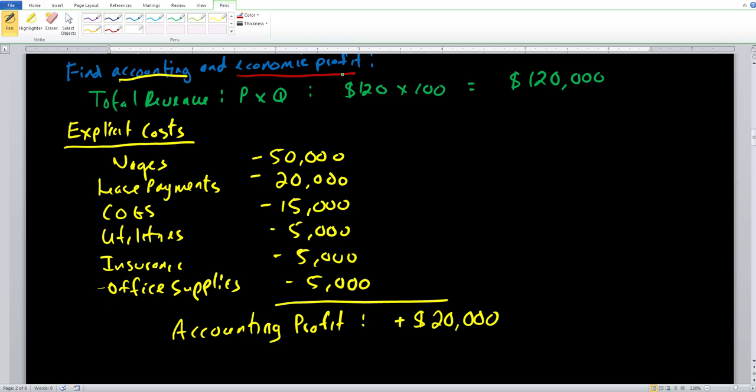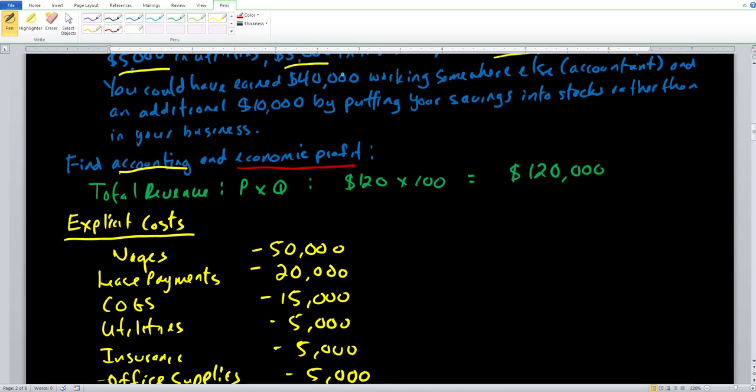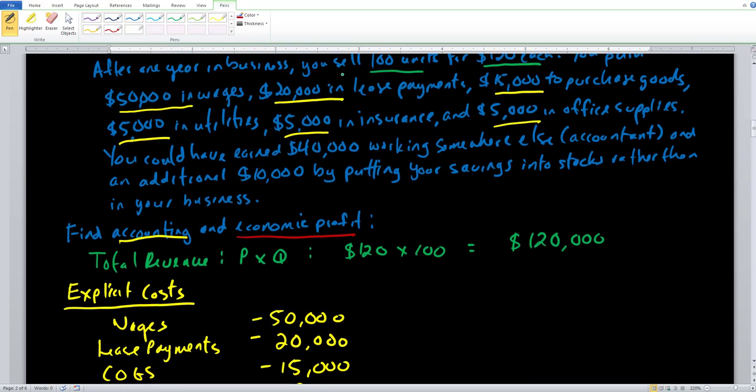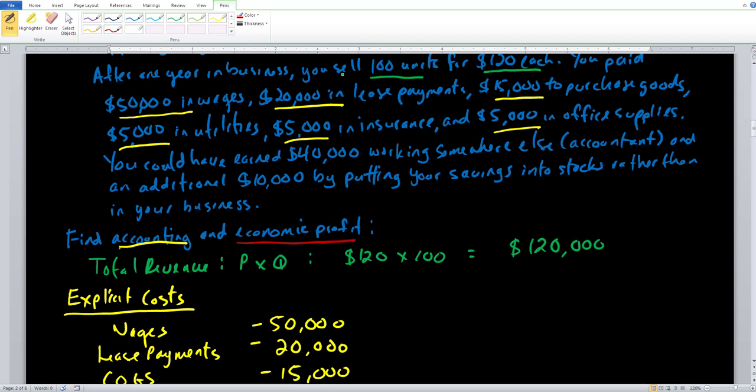So anything that deals with the sort of opportunity cost, or essentially what you have foregone in order to pursue your dream job of being a lawyer. And this is exactly where the last statement, the sort of last numbers come in. You could have earned $40,000 working somewhere else. Your second best alternative was being an accountant, so that's $40,000. That's going to be seen as an implicit cost as well. And then $10,000 by putting your savings into stocks rather than into your lawyer business, into your practice. So here, another $10,000 worth of implicit costs.